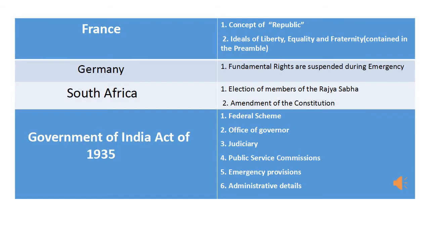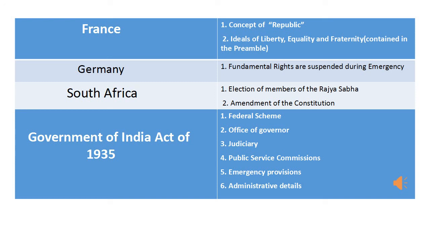After Canada, there is France, from which we have borrowed the concept of republic and the ideals of liberty, equality and fraternity from the French Revolution. Next comes Germany, from which we have borrowed the concept of fundamental rights being suspended during emergency, which comes under Articles 352, 356 and 360. After that, there is South Africa, from which we have borrowed the election of the members of the Rajya Sabha and the amendment of the Constitution that is inscribed in Article 368.